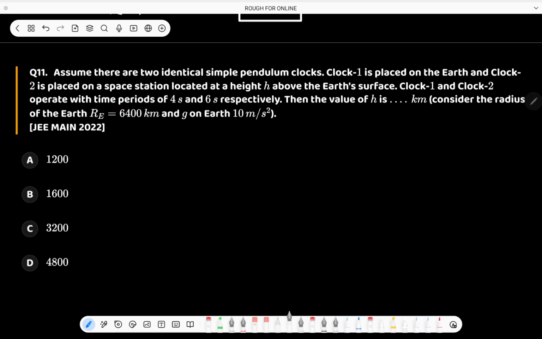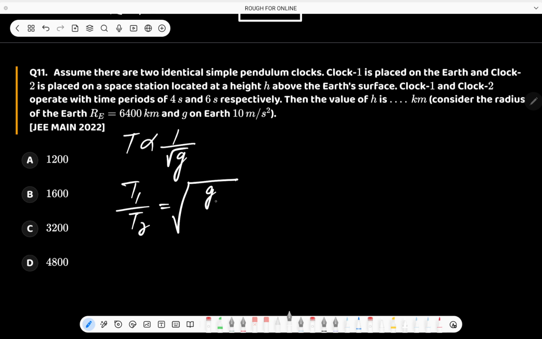First and foremost, I will write down one equation: the time period of a simple pendulum is inversely proportional to the square root of acceleration due to gravity, isn't it? Next, T1 divided by T2 will be equal to the square root of g2 divided by g1. Clock 1 is on the surface of earth, so g1 is simply equal to g, and g2 is equal to gh.